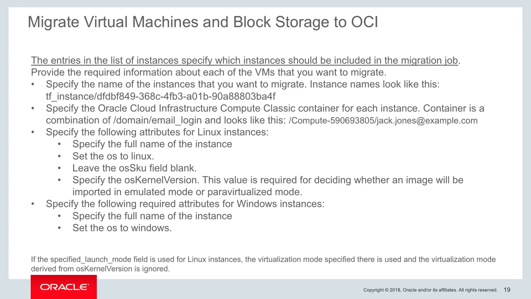You also specify the following required attributes for Windows instances. The first one is the full name of the instance, and you have to set the OS parameter to Windows. In the case of the specified launch mode field, when it's used with Linux instances, the virtualization mode specified there is used, and the virtualization mode derived from OS kernel version is ignored.